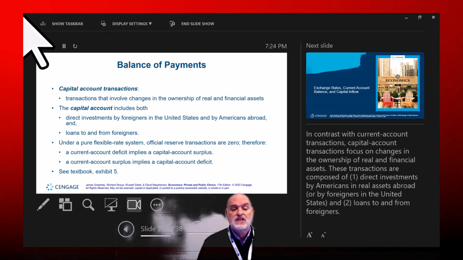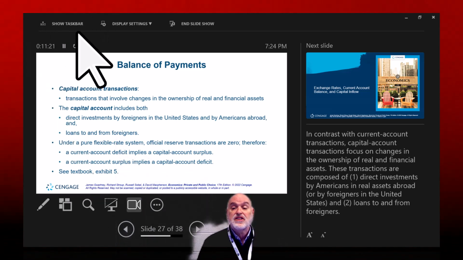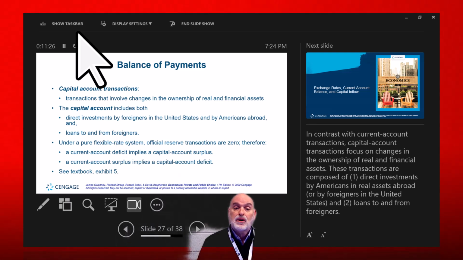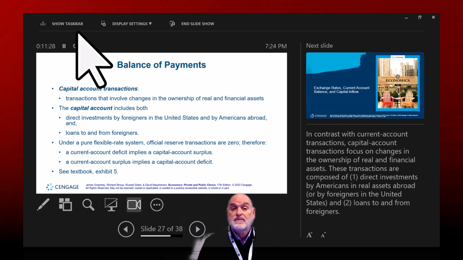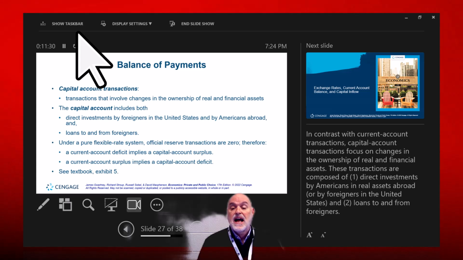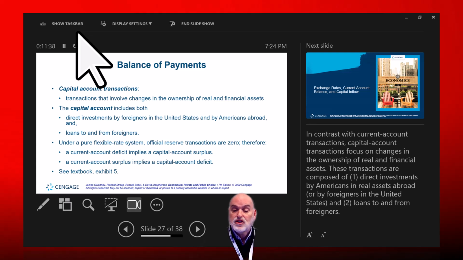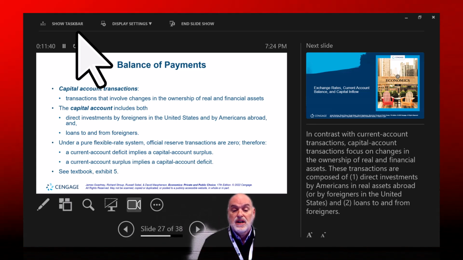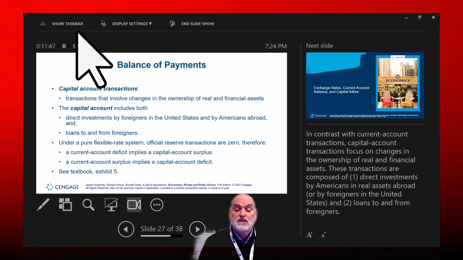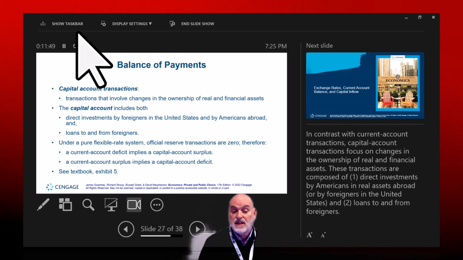A capital account transaction is a transaction that involves changes in the ownership of real and financial assets. The capital account includes both direct investments by foreigners in the United States and by Americans abroad, and loans to and from foreigners. Under a pure flexible rate system, official reserve transactions are zero. Therefore, a current account deficit implies a capital account surplus, and a current account surplus implies a capital account deficit.